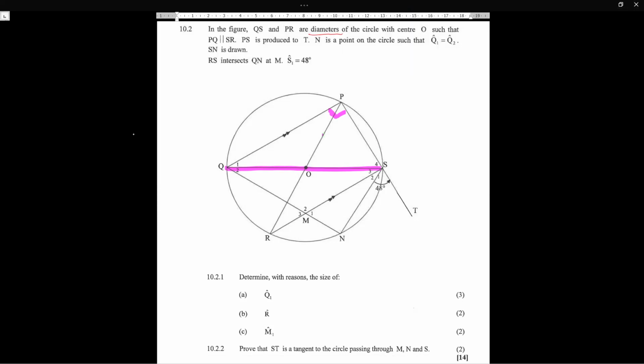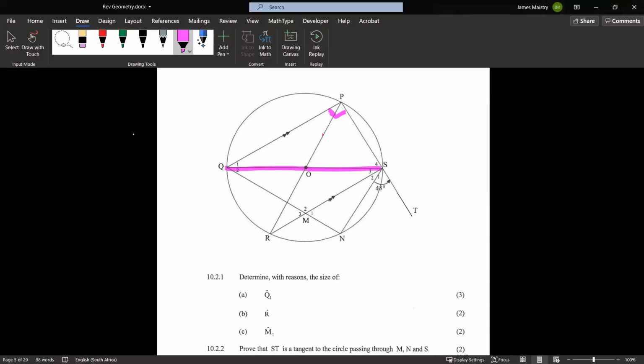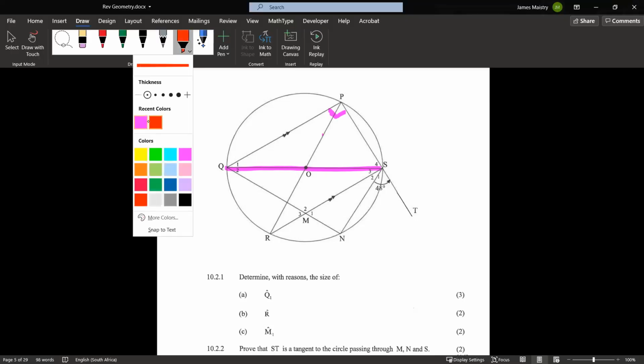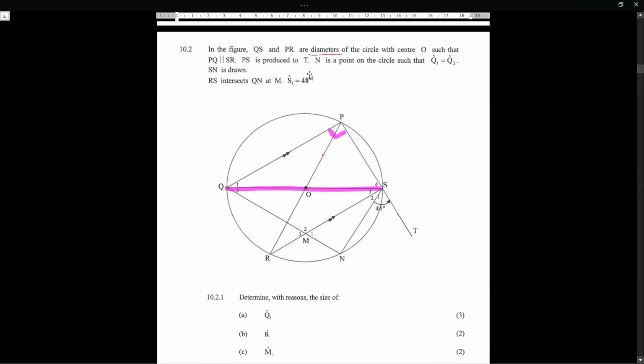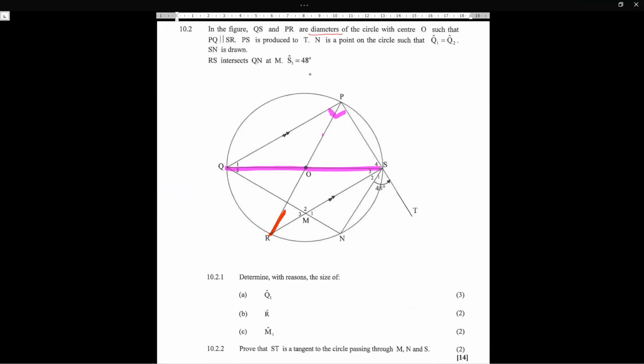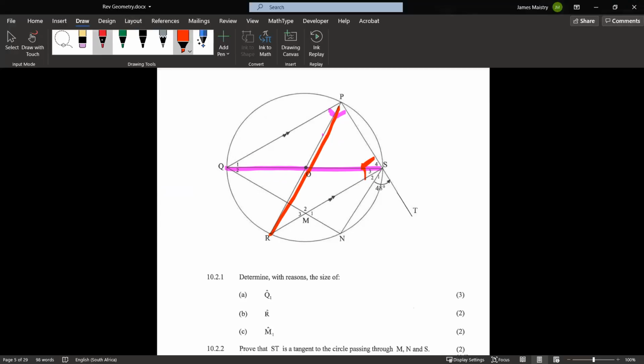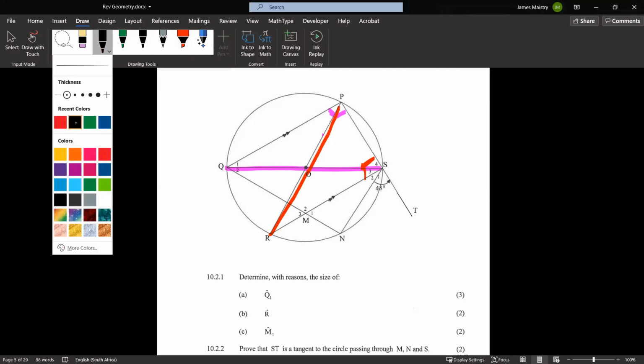Okay, so if we look at the other diameter, the other diameter given there is PR. So if we look at PR, that angle here has to also be 90. Are we in agreement there? Yes, sir. Okay. So we're moving on to the question.